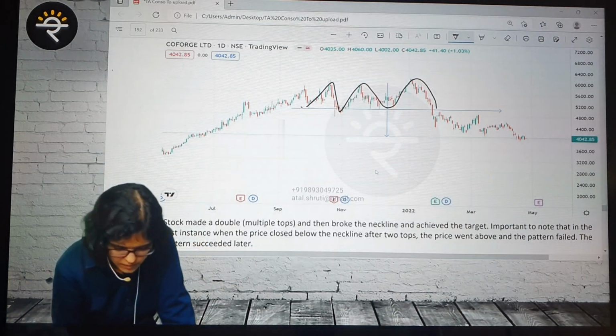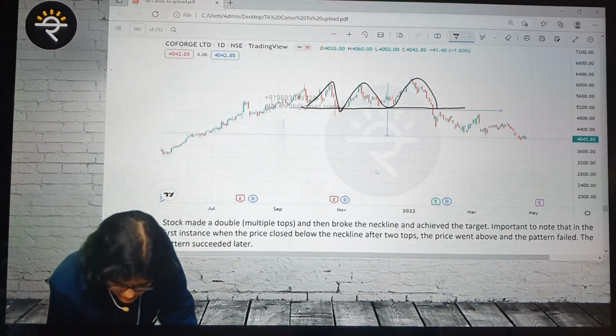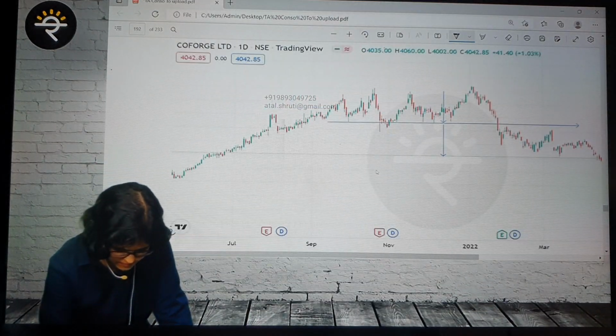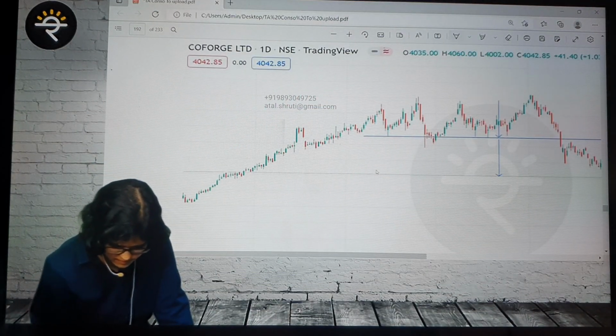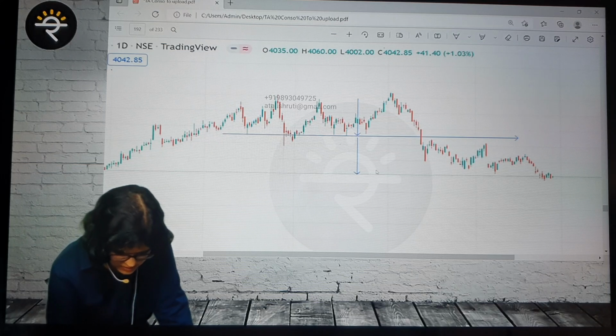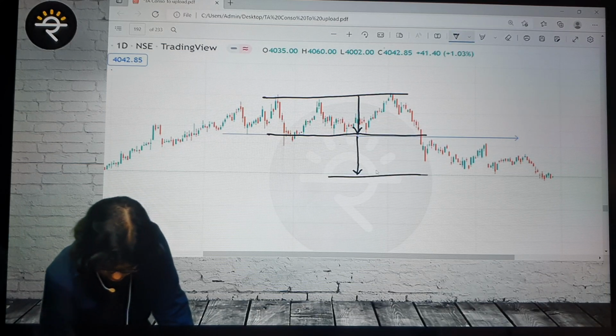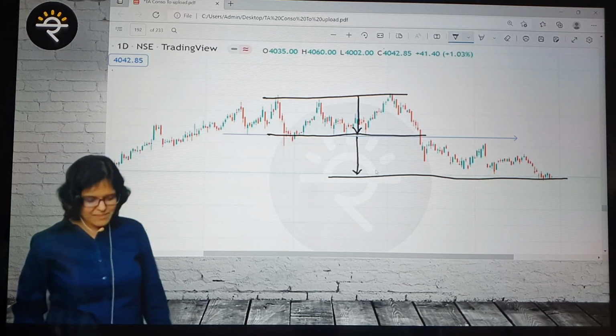So here there was a triple top. This was the support line, and this is. See here you can see it's broken. This one. This is broken. And whatever is the difference here between this resistance line and the support line, this I'm going to draw here. This is my target. Almost it. In simple words, it's as good as.